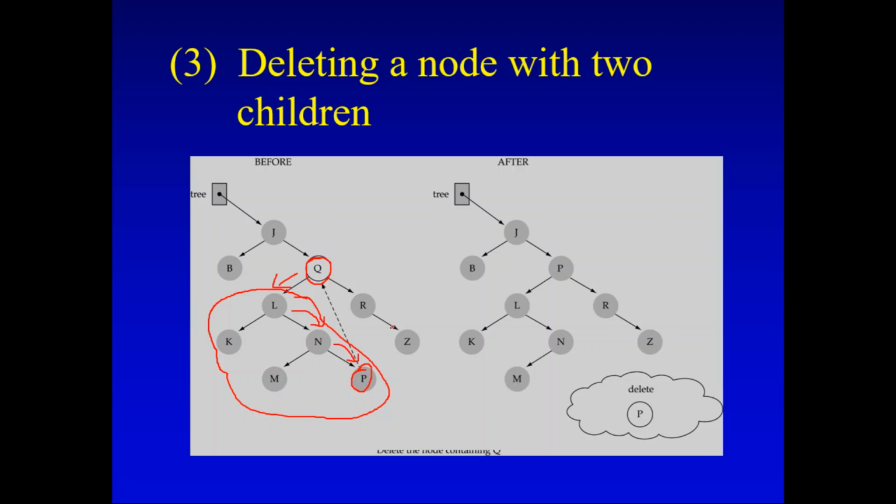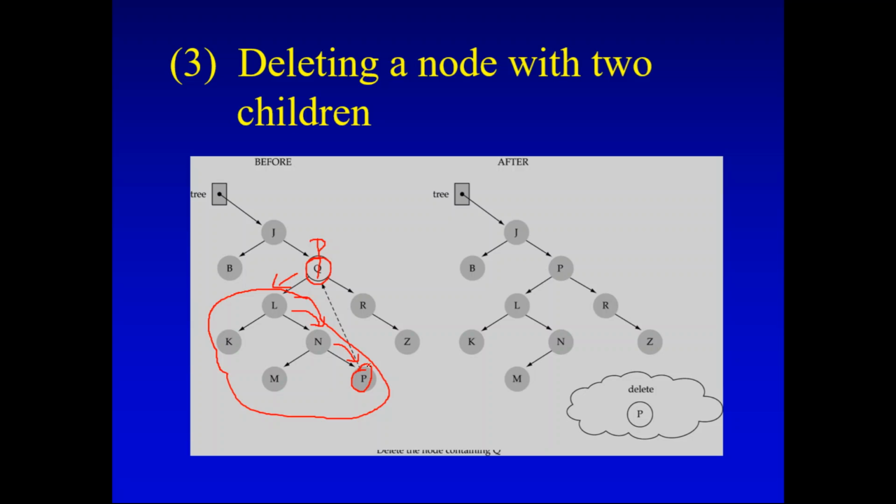So first method already we have discussed. Now we are discussing the second method, which is to replace the node with the infix predecessor. So infix predecessor is nothing but the node with the largest value in the left subtree. In this case the node with the largest value in the left subtree is p. So first you just replace this q with p, then you have to delete p.